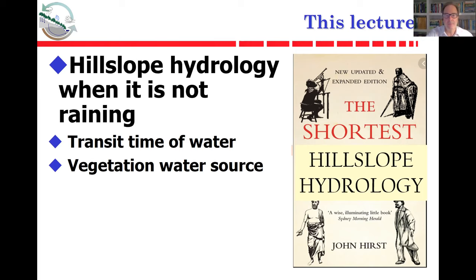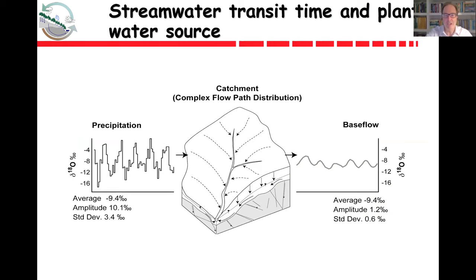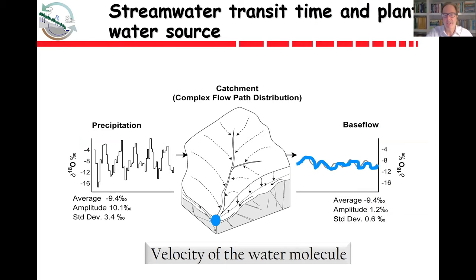And don't forget that we're using the stable isotope approach now that we've talked about quite a bit, but we're going to be comparing and contrasting this calculation of transit time. How is that signal on the left damped and lagged to form the stream signal on the right? And of course, that amount of damping and lagging is really a function of the transit time.